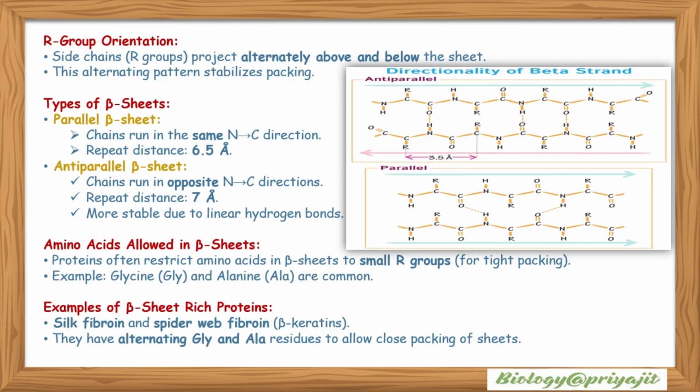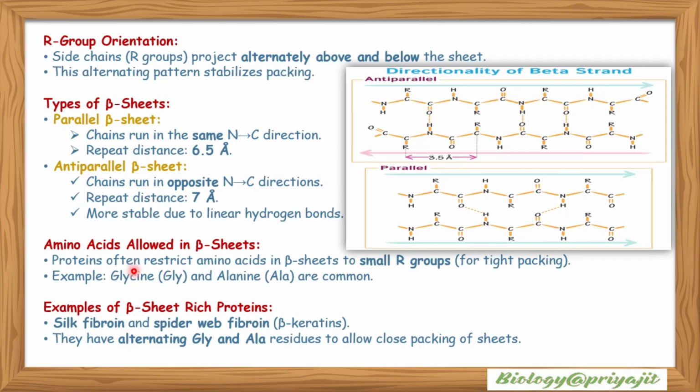There are two types of beta sheets: parallel beta sheets, where chains run in the same N to C direction and the repeating distance is 6.5 angstrom, and antiparallel beta sheets, where chains run in opposite N to C directions and the repeating distance is 7 angstrom, and these structures are more stable due to linear hydrogen bonds.